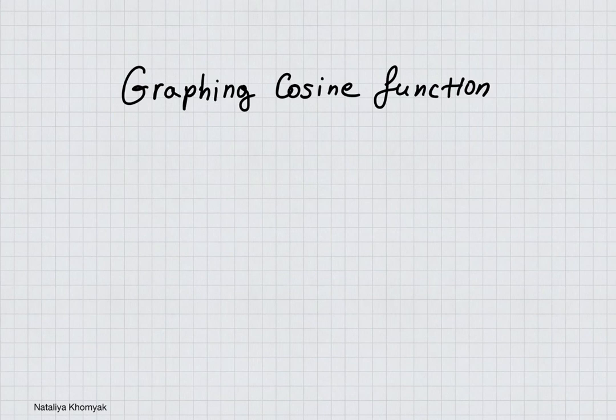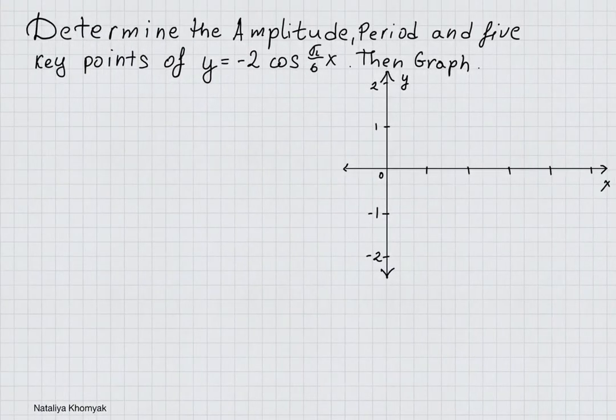In this video, we're going to take a look at graphing cosine functions. In this problem, we have to determine the amplitude, period, and 5 key points of y equals -2 cosine of pi over 6 x, and then we have to graph.